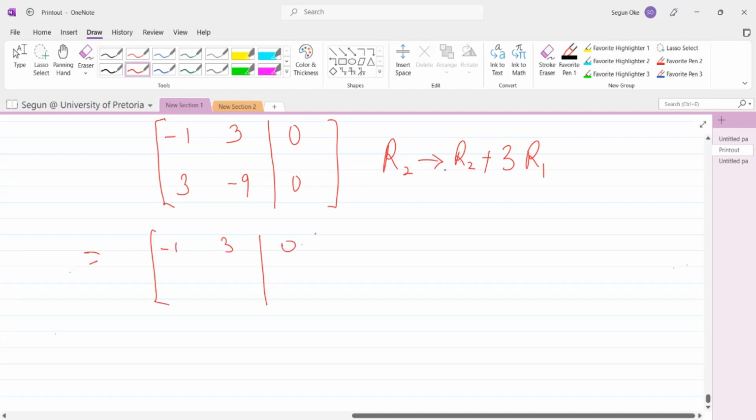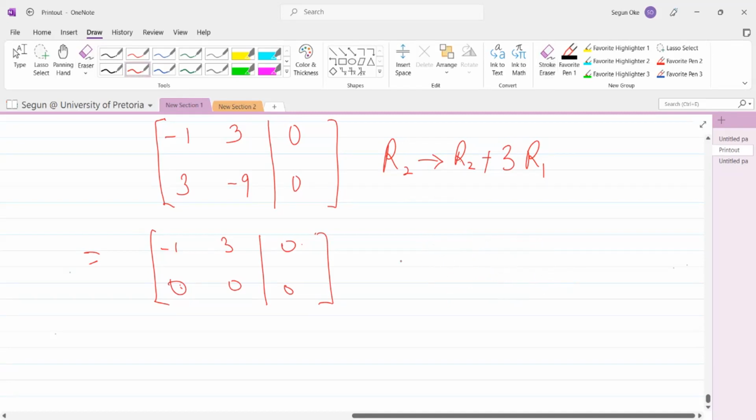So R2 will be 3 plus 3 times R1. 3 times -1, -3 plus 3 is 0. So that gives us 0 here. Then the second place, -9 plus 3 times 3, that is 9, gives 0. 0 again. Do we all agree? Yes, sir. Okay, now we can proceed. Since we all agree, we can see the beauty of row reduction.